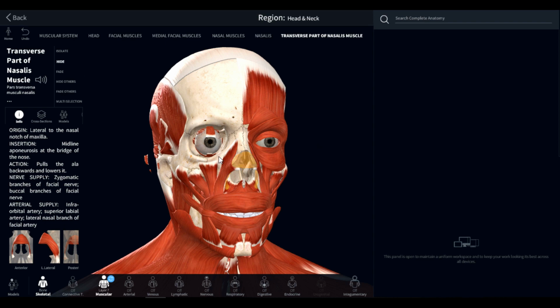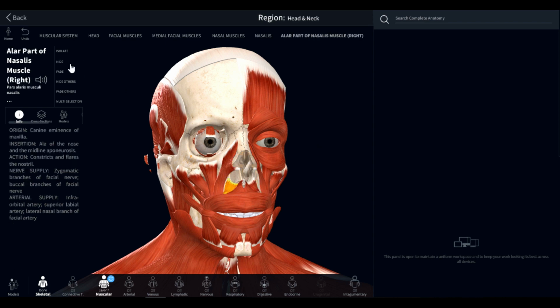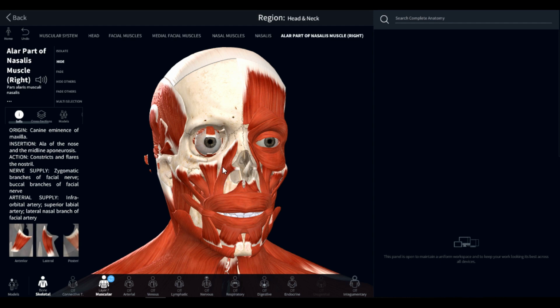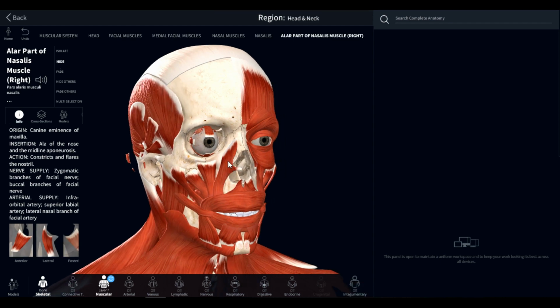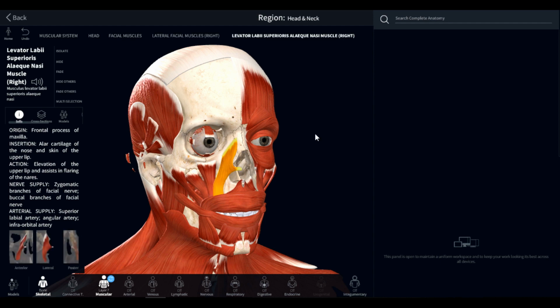So if I remove both parts of the nasalis muscle, you can look at this muscle, which is known as the levator labii superioris alaeque nasi. Now, this muscle is attached to both the nasal bone and the upper lip. And as the name suggests, it is involved in elevating the upper lip.